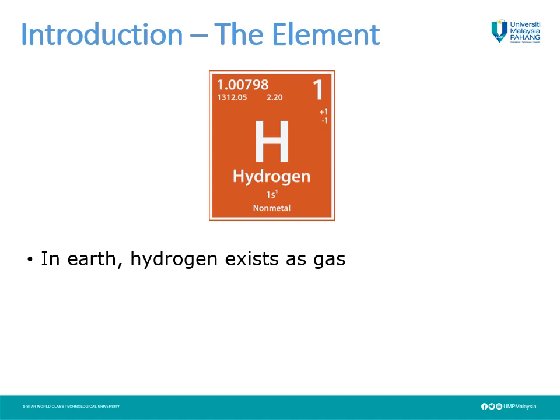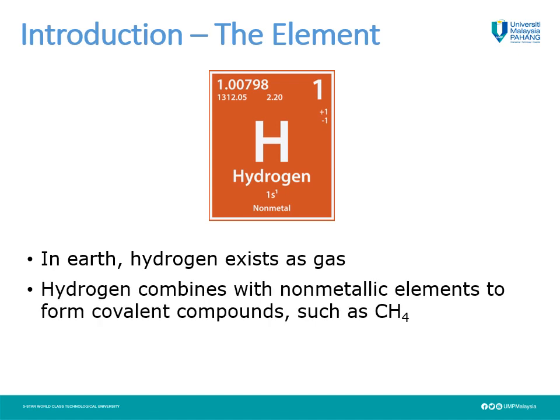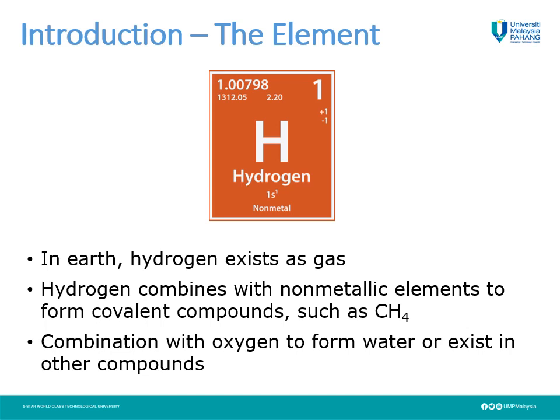On Earth, hydrogen exists as a gas. Hydrogen combines with non-metallic elements to form covalent compounds such as methane, CH4. It combines with oxygen to form water or exists in other compounds such as alcohol or ketone.